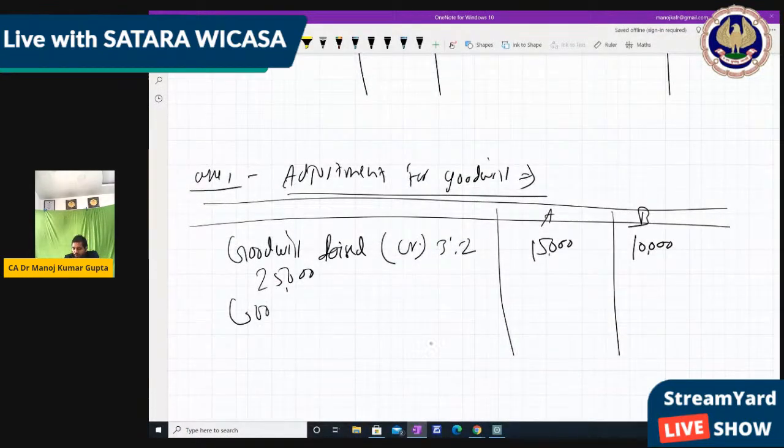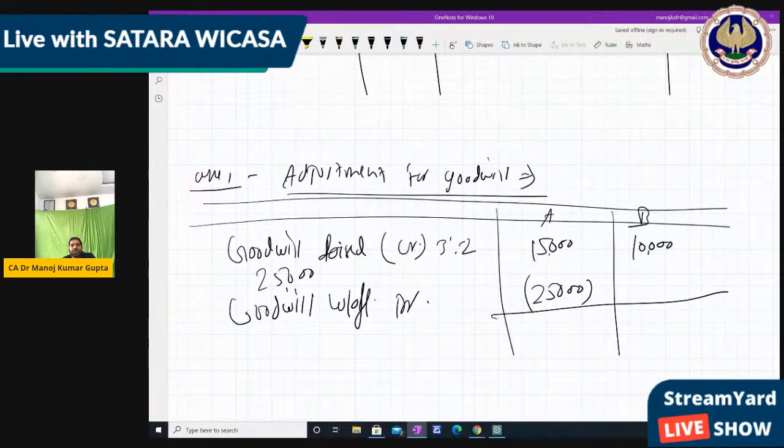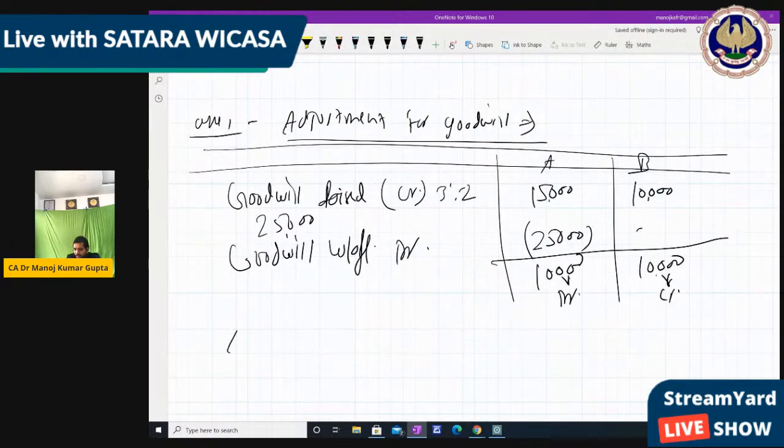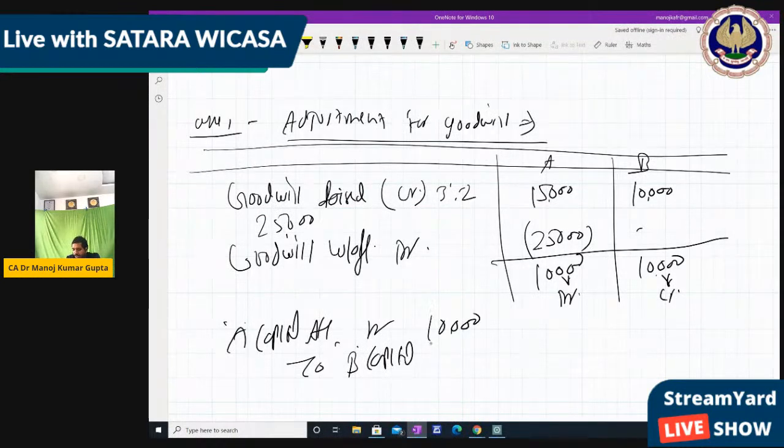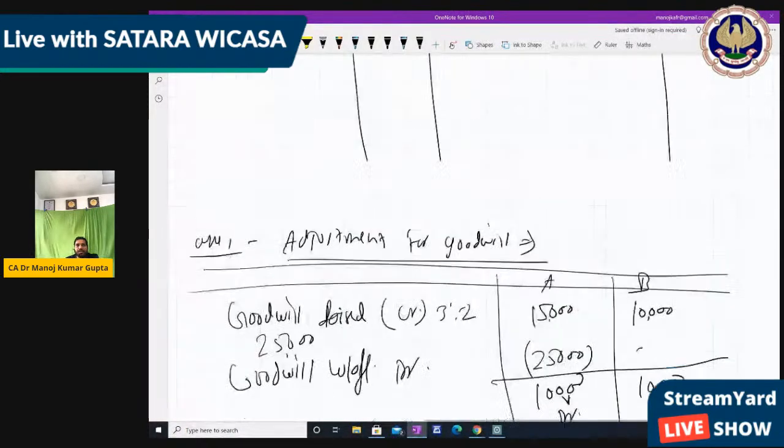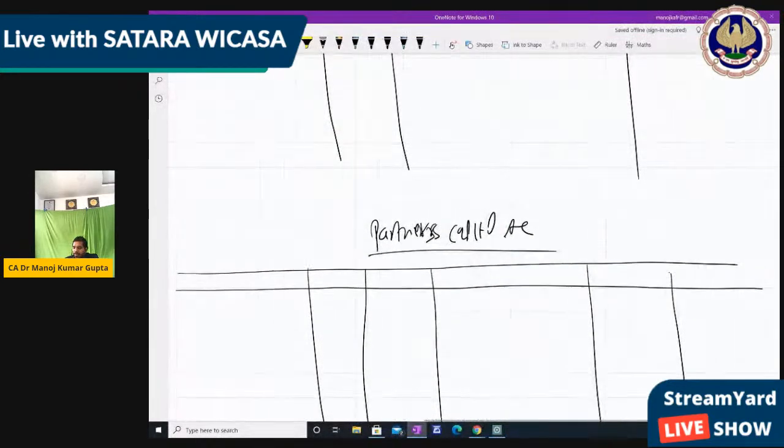Now goodwill write off, because we don't want to show goodwill in the books. Debit. Now there is only one partner, so entire 25,000 will be written off from A, because now B retires. That means we will not share anything for write off. So 10,000 debit and 10,000 credit, and it will be A capital account debit to B capital account 10,000. Is it clear? Perfect.